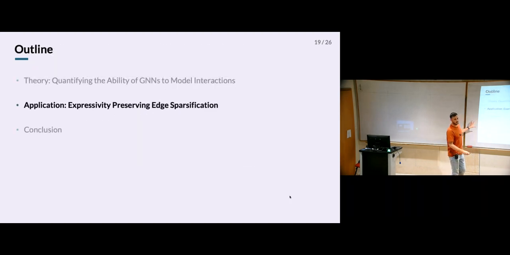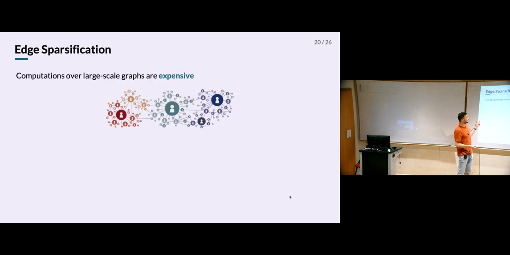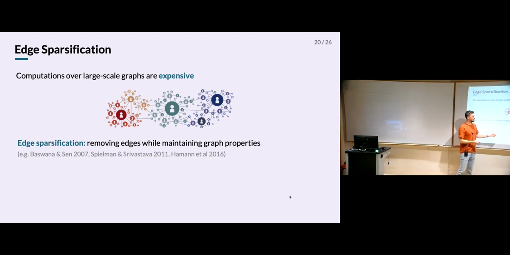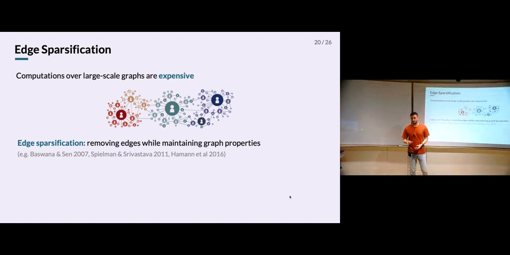And this basically concludes the theoretical analysis part, and now we're going to move on to the practical application side, which is the main motivation behind it. The idea is that computations over large-scale graphs can be quite expensive in terms of memory and compute, and so one way to address this is edge sparsification algorithms. This is something that people did way back also, and the idea is to try and remove edges from the graph while maintaining some properties.